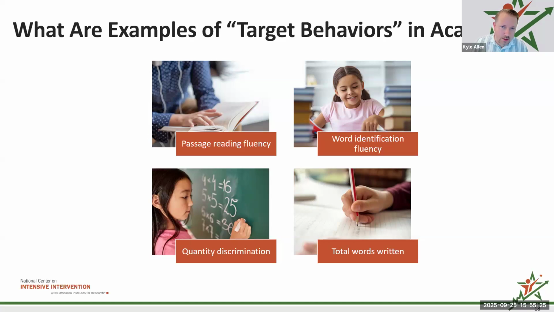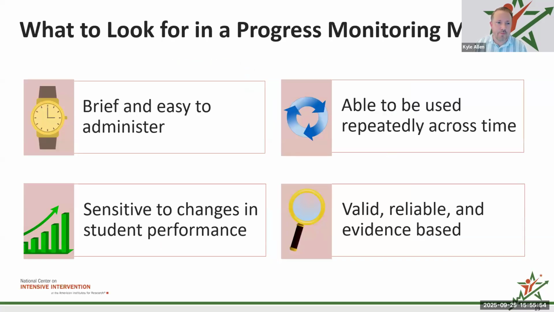There's also skills that we target that perhaps we don't measure with fluency measures, right? So something like quantity discrimination, things like total words written. Okay, so these again are just examples. There's certainly more of them. This is not an exhaustive list, obviously, but we're going to talk a little bit more about skills that we can measure. But before we do that, we want to talk briefly about what to look for when we think about progress monitoring measures. Okay.